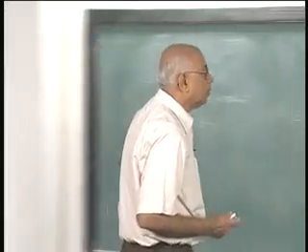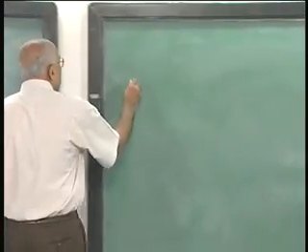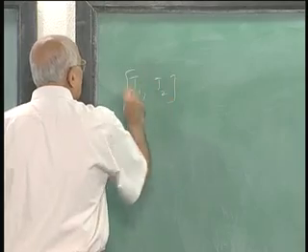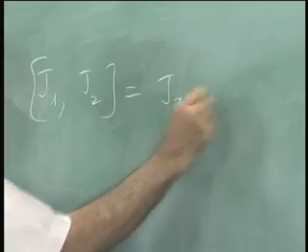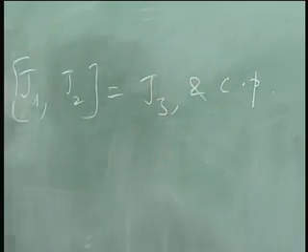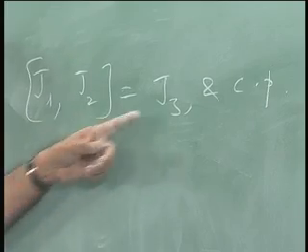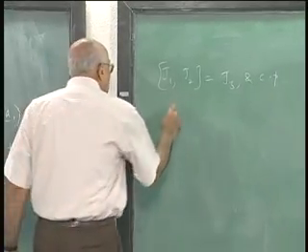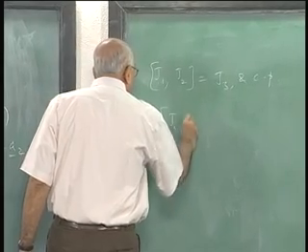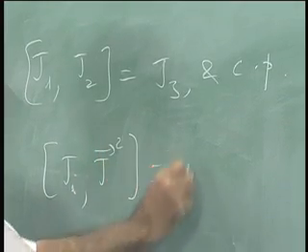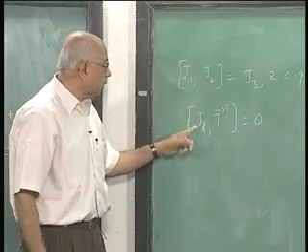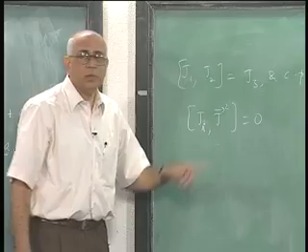Let me give you an example from the angular momentum algebra. Remember that there you had J1, J2 equal to J3 and cyclic permutations. You had Ji, Jj equal to epsilon ijk Jk, something of this kind. But you also know that every component Ji commutes with J squared. That is why you could label representations of this rotation group by the eigenvalues of J squared.